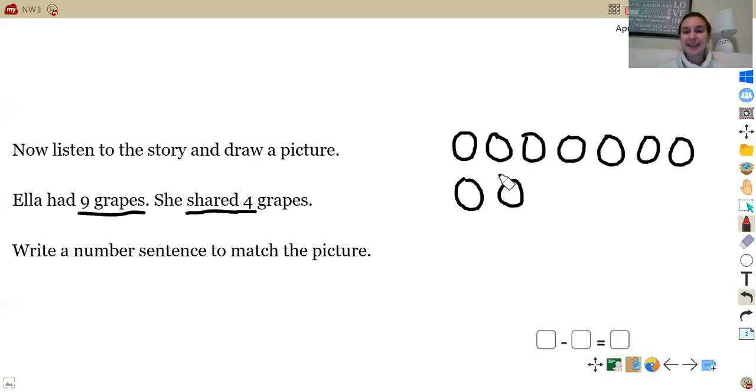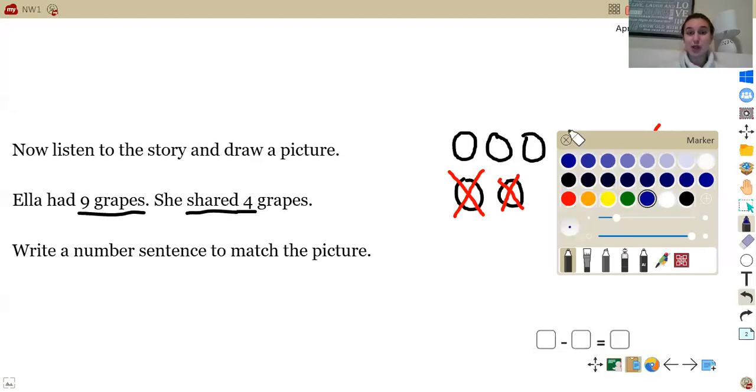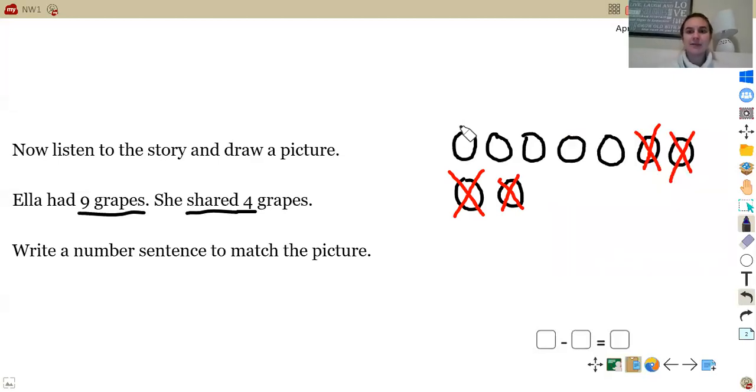Now I'm going to start from my last grape. 1, 2, 3, 4. So now that I've X'd or crossed out 4 grapes, I need to label what is left over. So I'm going to go ahead and use blue to figure out what is left over. How many grapes does Ella have left over? Let's see.